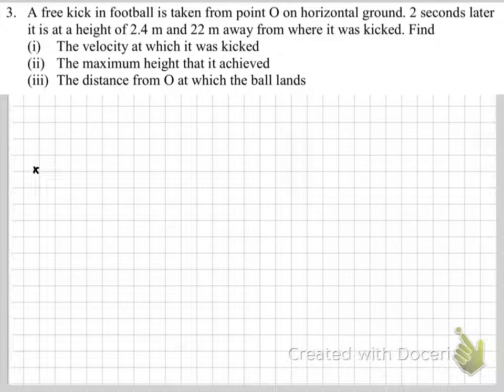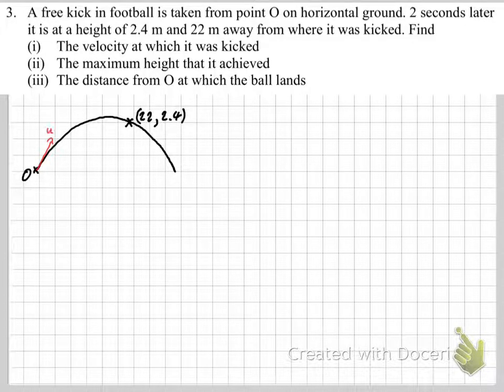Question 3. Free kick from a point O. 2 seconds later, we know exactly where it is in the sky. Great, sketch it. Starts from origin, parabolic path, passes through some point. It could be that that point is on this side of, before it gets to the top, we don't know. But if you're kicking a ball and it's gone 22 metres already, chances are it's probably on its down slope, not that it matters. So stick your coordinates on there.